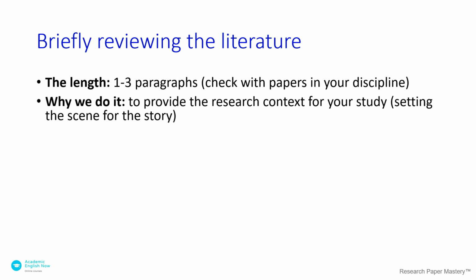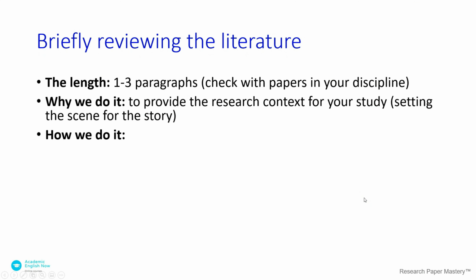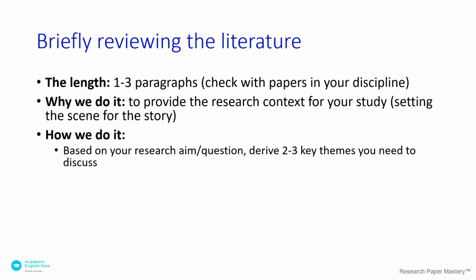Now, why do we want to do this? Well, this really provides the context for your study. It sets the scene for the story. It sets the scene for the appearance of the main character of the story, which is the aim of your paper. So it's very, very important. How are we going to do this? First of all, you want to take your research aim and from it derive 2-3 key themes that you need to discuss. So if you're not sure which literature you should discuss or which papers, it always comes back to the aim of your study. I'm going to show you more specifically how to do this in a second.